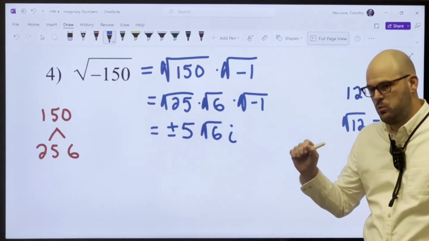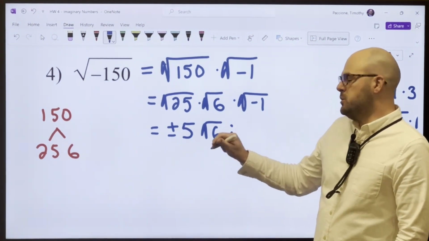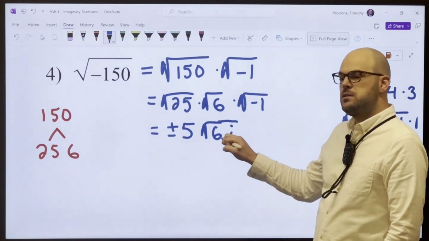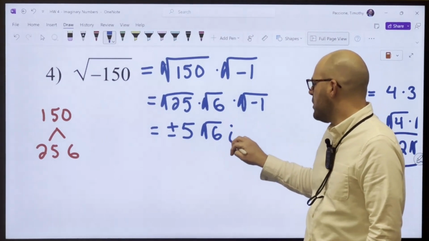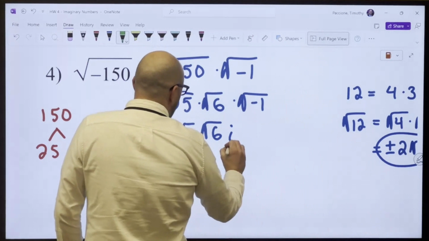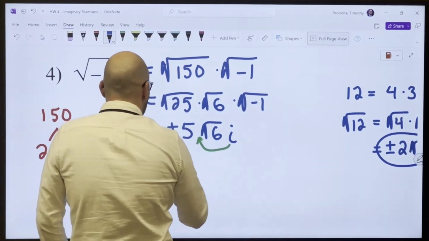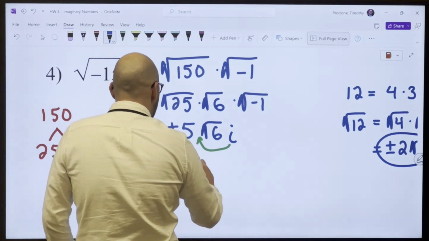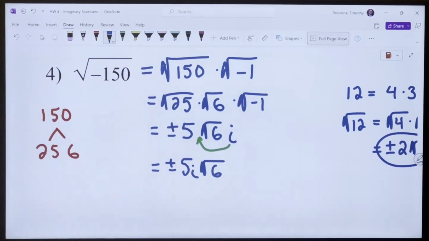The one thing I will say is that this I on the back, students tend to make it look like this, and that's not right. It's not under the radical. So I would say you're better off putting it right here next to the 5. So I would take the time to say plus or minus 5I square root of 6. And that's the way you'll see it written more often.